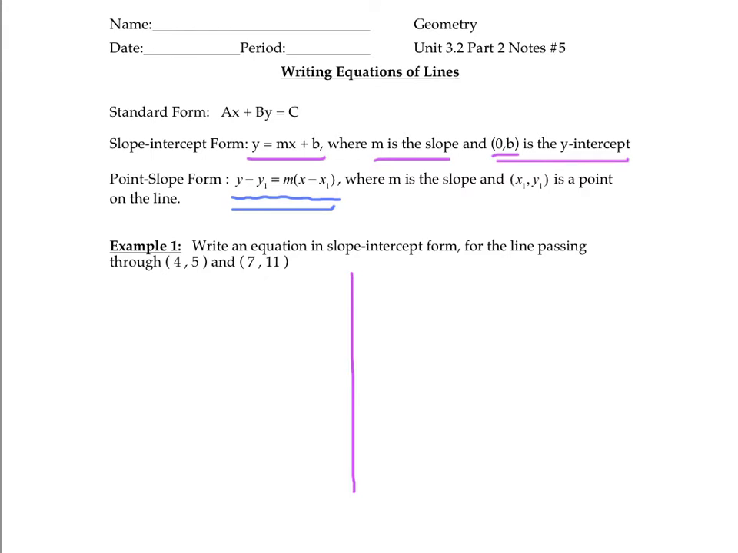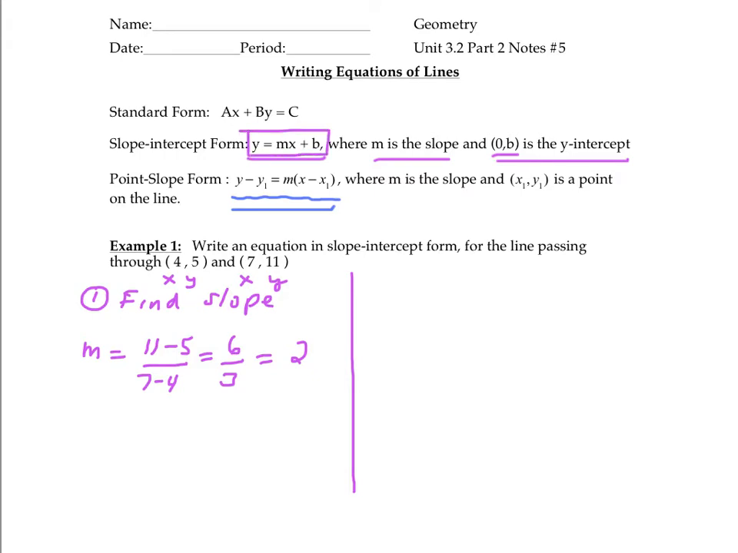Okay, so on the left-hand side, I'm going to write the equation of this line just by using the slope and the y-intercept. So your first step, you're going to find the slope. So let's do 11 minus 5 for the change in y, divided by 7 minus 4 for the change in x. 11 minus 5 is 6, 7 minus 4 is 3, and this simplifies to positive 2.